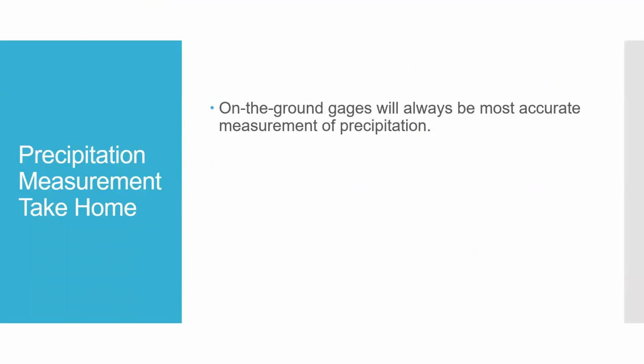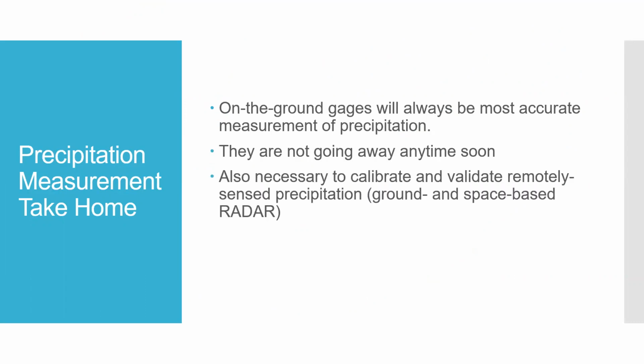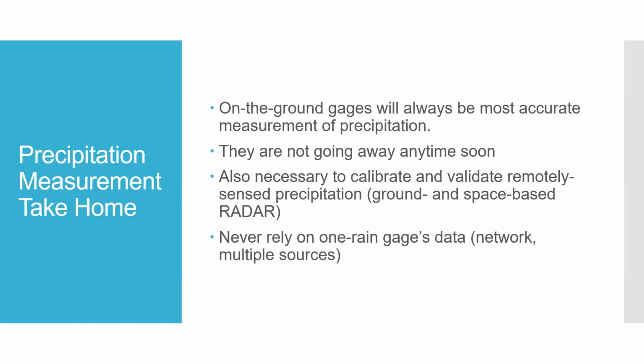So on the ground gauges, stream gauges, or precipitation gauges will always be the most quote unquote accurate measurement of precipitation because it's just what fell on the ground. Of course, they have their own challenges. They're not going to be going away anytime soon. And we need them to calibrate and validate our estimates from ground and space-based radar estimates of precipitation. They're really good at measuring what's in the cloud, but translating that to what falls onto the ground can be challenging. So when we use rainfall data, it's good to not rely on one gauge's data. Having a network of gauges, multiple sources of information, is important.